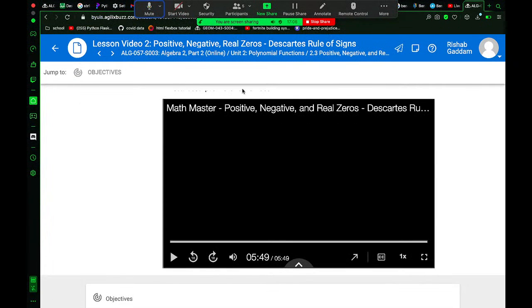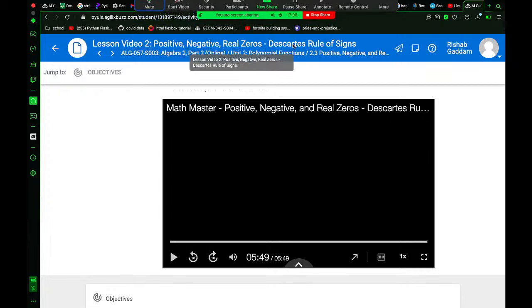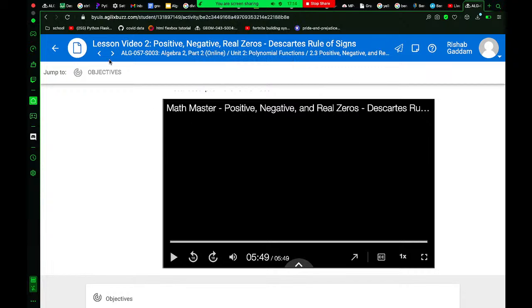Okay, so that was the Descartes rule of signs. Basically, what that says is the number of positive real zeros for a given equation is like the number of sign changes in that equation, and that's basically it. That's basically what it says.